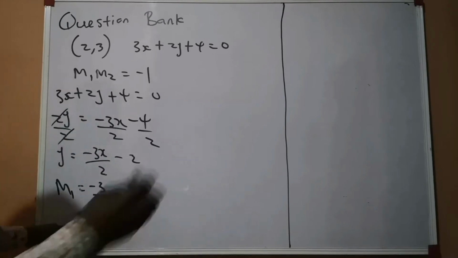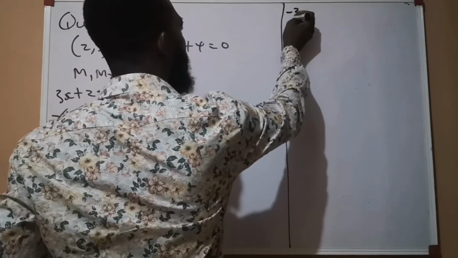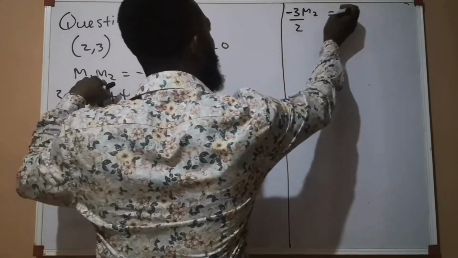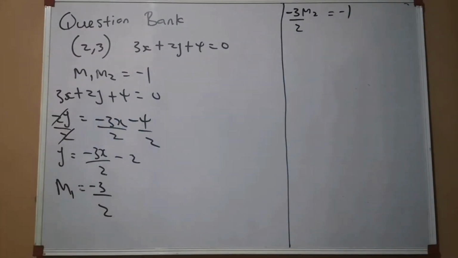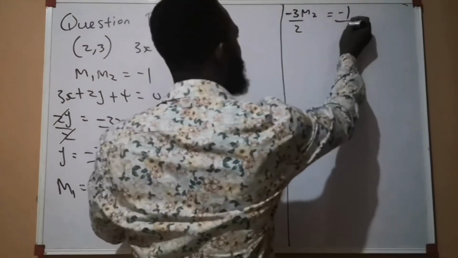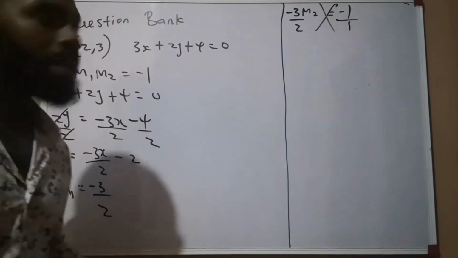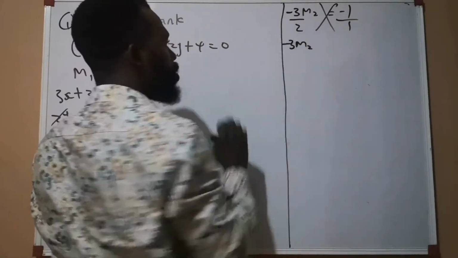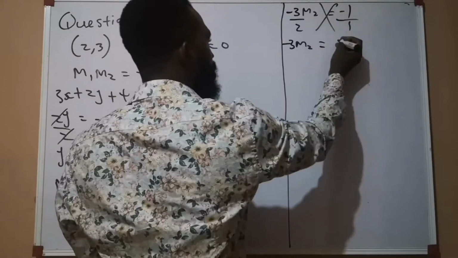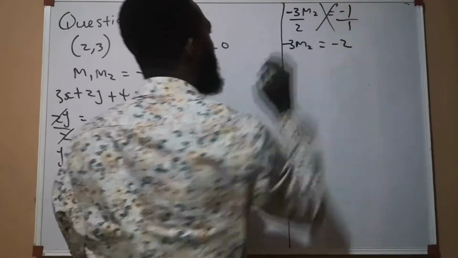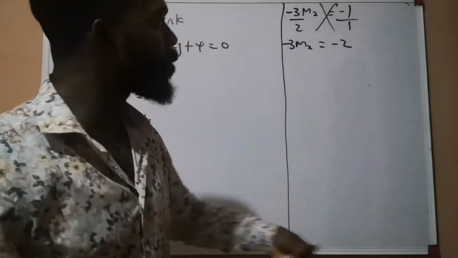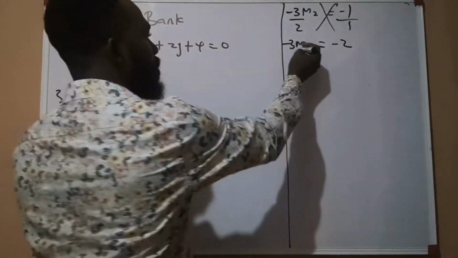Now m1 becomes minus 3 over 2. Now what do I have here? m2 equal to minus 1. Now I'll place minus 1 over 1 and cross multiply. Now minus 3 m2 times 1 still gives us minus 3 m2, and 2 times minus 1 gives us minus 2. Okay, now without wasting time, for us to make m2 the subject of the formula, I have to divide both sides by minus 3.